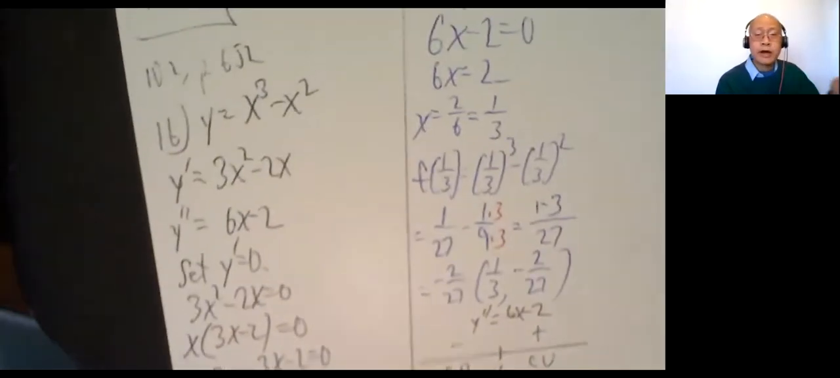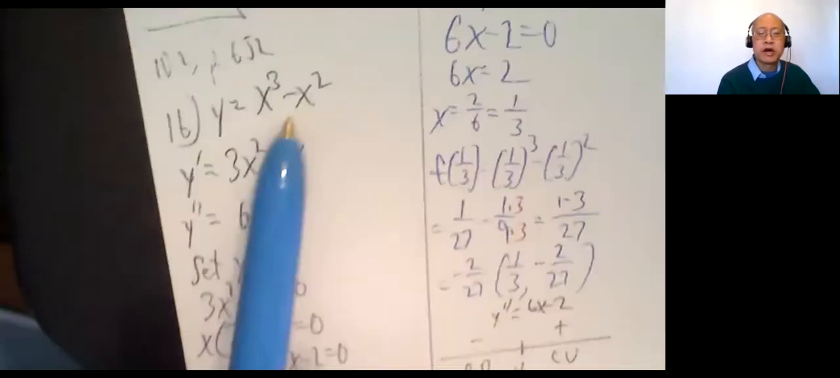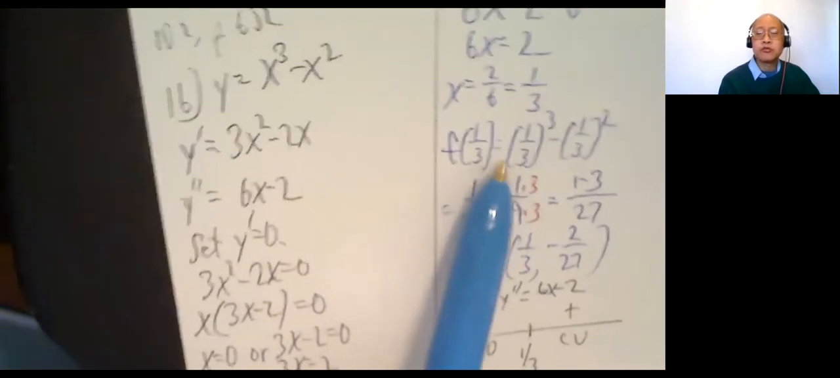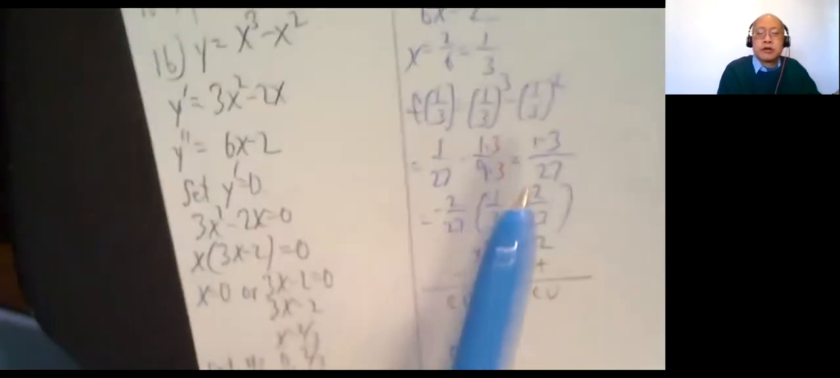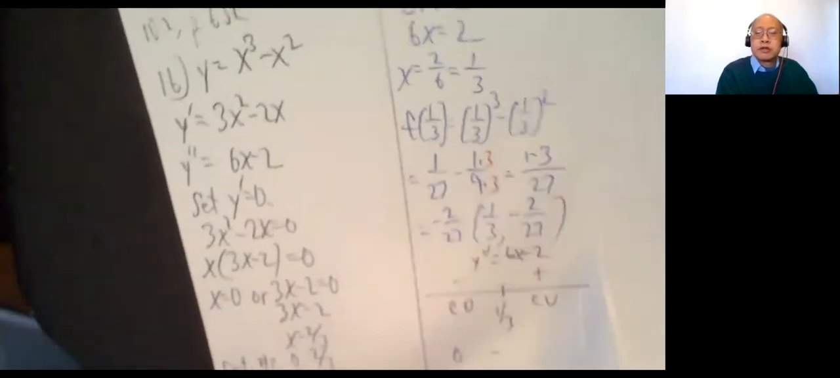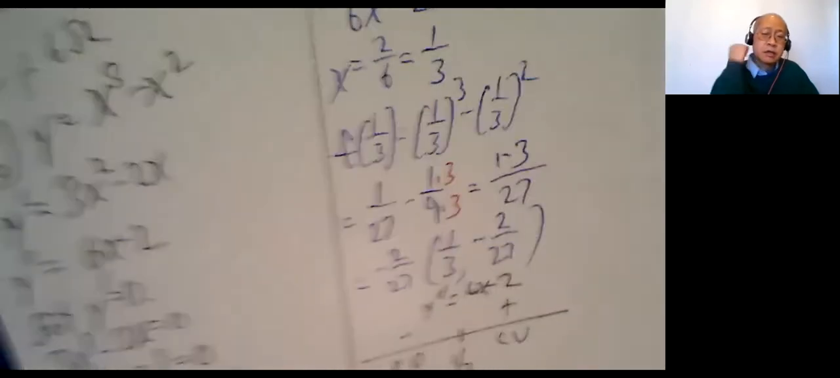Okay, y coordinate, go back to the original. So plug in 1/3, that's not very nice. 1/3 cubed, minus 1/3 squared. 1/3 cubed, 1/3 times 1/3 times 1/3 is 1/27. Minus 1/3 squared, 1/3 times 1/3 is 1/9.